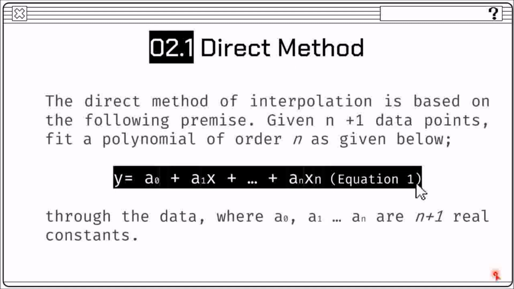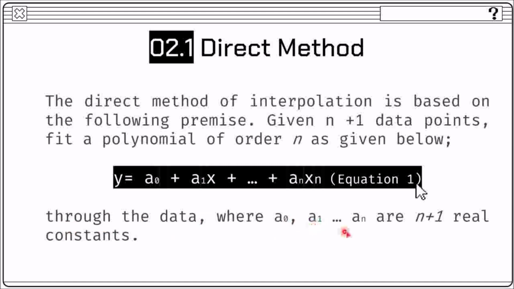The direct method of interpolation is based on the following premise. Given n plus 1 data points, fit a polynomial of order n as given below. So this is our working equation, read as y equals a0 plus a1x and so forth until we reach an xn. So this is our working equation.